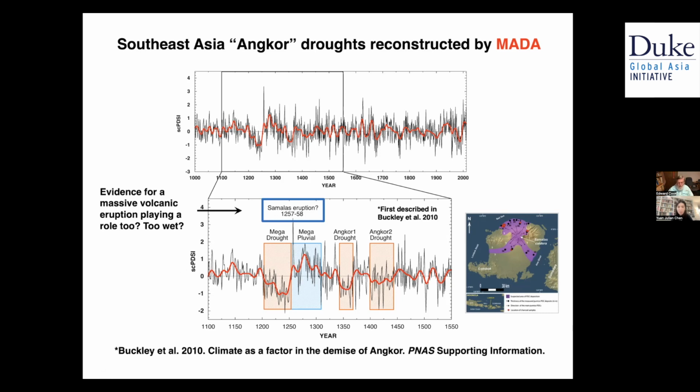As an aside, there's a famous eruption that happened in 1257-58 around the Indonesia area and Samalas. The interesting thing is that the single wettest year of the past 1,000 years over the Angkor area was the year that Samalas erupted. It was a massive eruption.